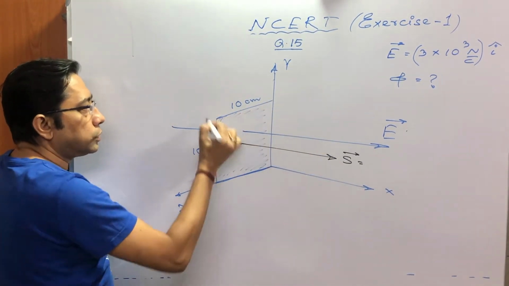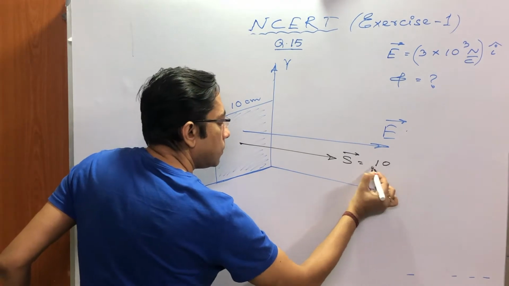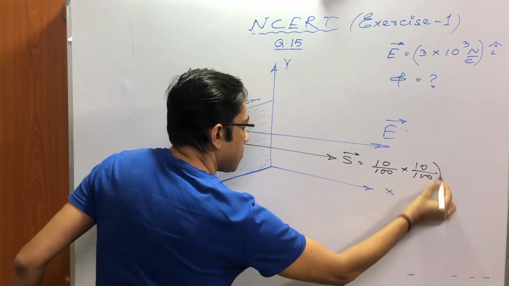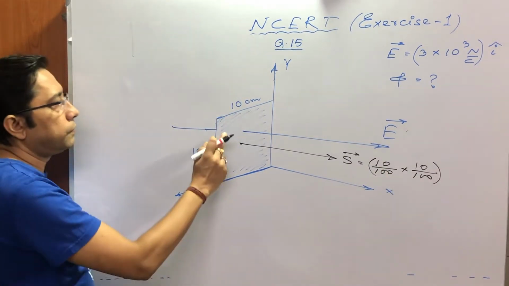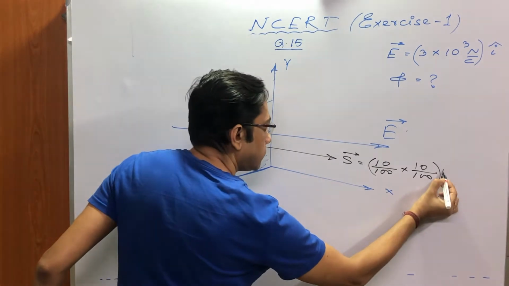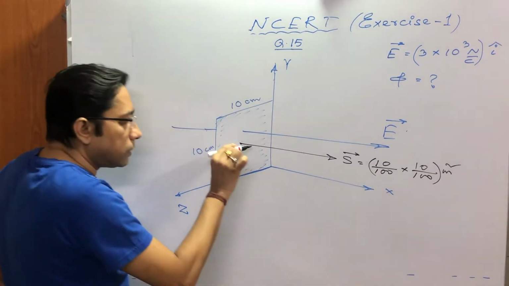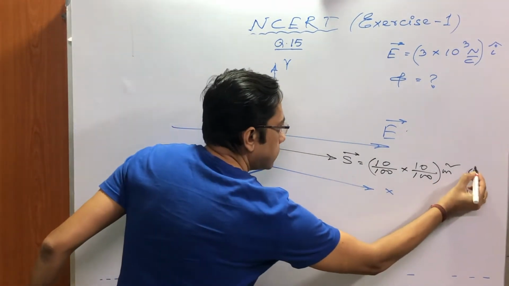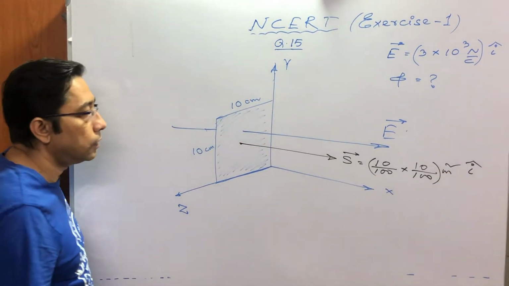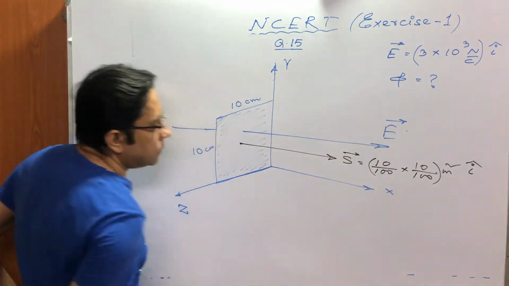Value is 10 into 10, 100. So we have to write here, this is its value, 10 centimeter by 10 centimeter. So this much meter square. What is its direction? Perpendicular to this, I hat. We had a detailed discussion earlier on how this becomes I hat. So this is E, this is S.